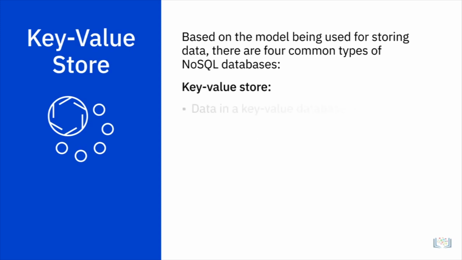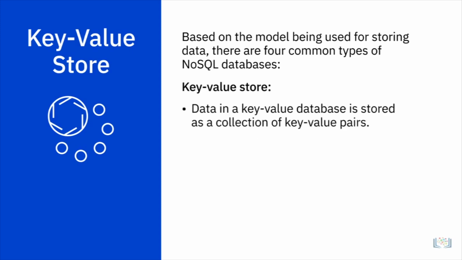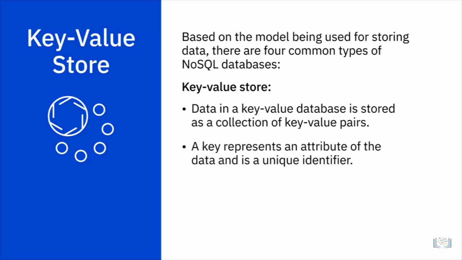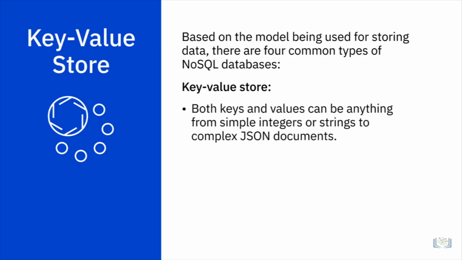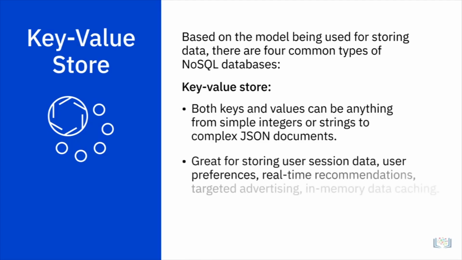Key-value store. Data in a key-value database is stored as a collection of key-value pairs. The key represents an attribute of the data and is a unique identifier. Both keys and values can be anything from simple integers or strings to complex JSON documents. Key-value stores are great for storing user session data and user preferences, making real-time recommendations and targeted advertising, and in-memory data caching.